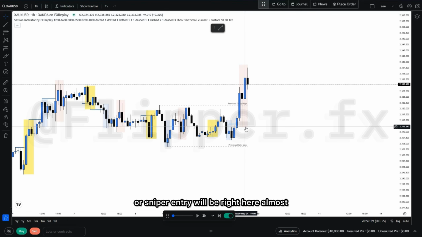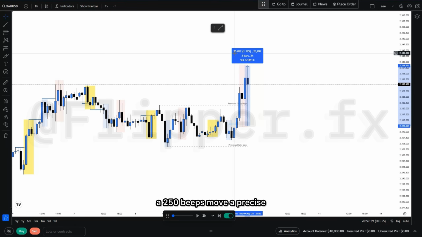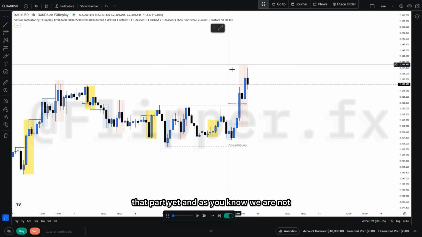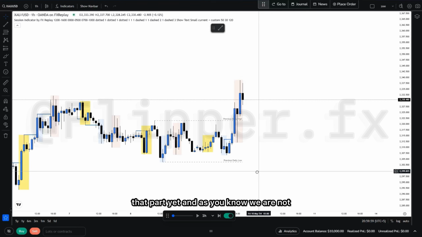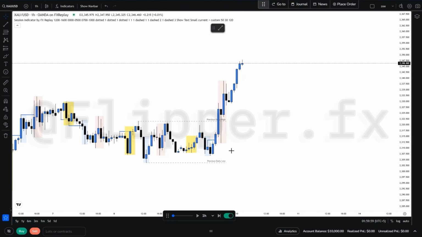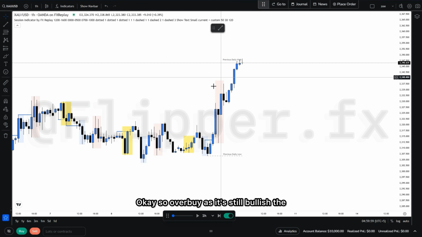Our sniper entry will be right here, almost a 250 pips move, a precise and pinpoint entry. I can see the entry, but maybe you can't because you have not been taught that part yet. And as you know, we are not revealing all the cards just yet. That's coming in the upcoming sessions. Don't worry about that. Okay, so our bias is still bullish.